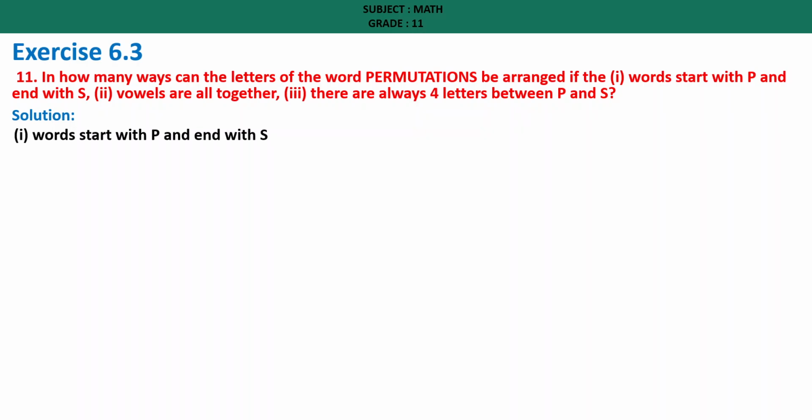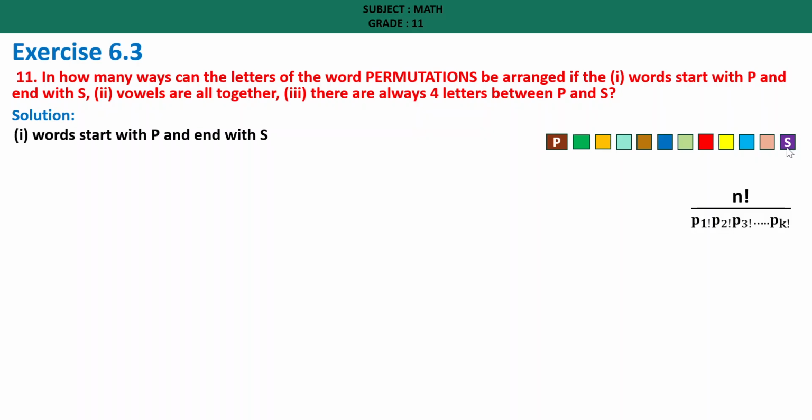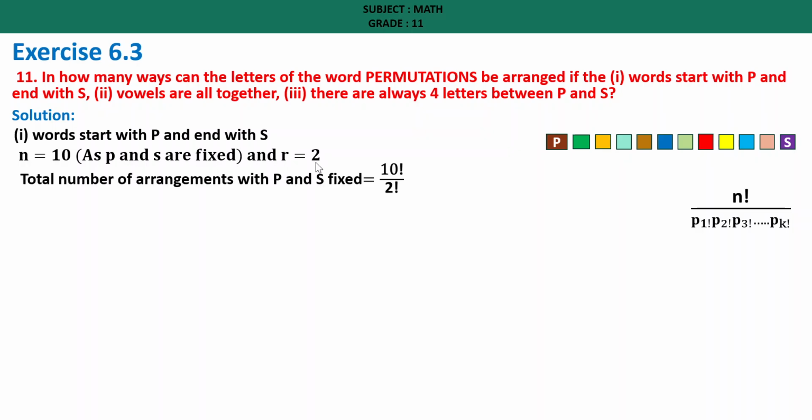Solution. The word starts with P and ends with S. Okay, so here the positions of P and S are confirmed. So for the remaining, n is equal to 10 because P and S are fixed positions, and r is equal to 2. Therefore, the total number of arrangements with P and S fixed is equal to 10 factorial divided by 2 factorial. That is 10 into 9 into 8 into 7 into 6 into 5 into 4 into 3, because in 2 factorial we are cancelling 2 and 2. Therefore, it will come as 18,14,400.